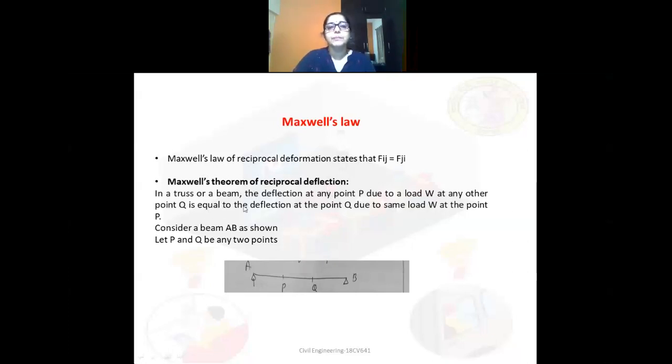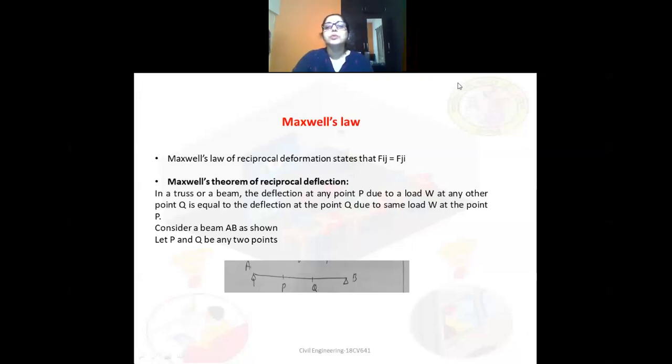In a truss or a beam, the deflection at any point P due to a load W at any other point Q is equal to the deflection at the point Q due to the same load W at the point P. That is, in a beam, if there is a deflection at point P due to a load at Q, and you apply the same load at P, the deflection at Q will be the same. That's what Maxwell's reciprocal law states.